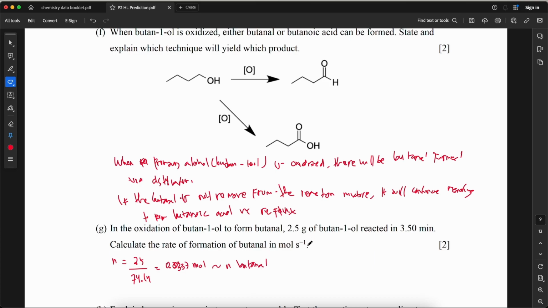So the rate of reaction to form butanol would be 0.0337 mole divided by 3.5 minutes, and it should be per second, so that would be 1 minute per 60 seconds, right? So that would be 1.6 times 10 to the power negative 4 mole per second.